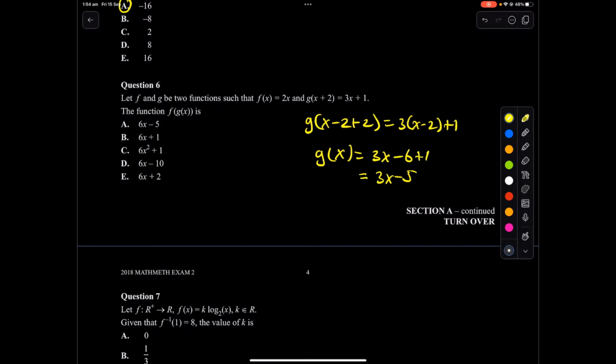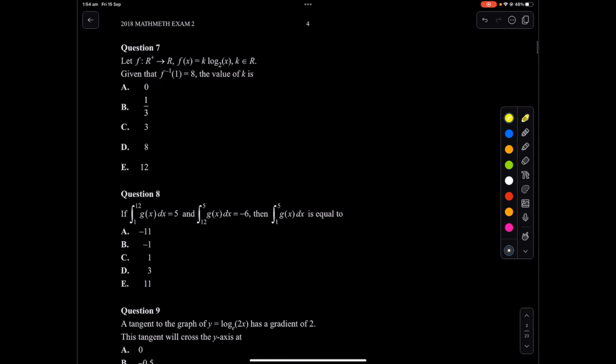So f of g of x is what? So it'll be f of g of x, it'll be 2 times 3x minus 5, 6x minus 10. Choose D. Question 7. Let f of x be this, where k is an element of all reals.